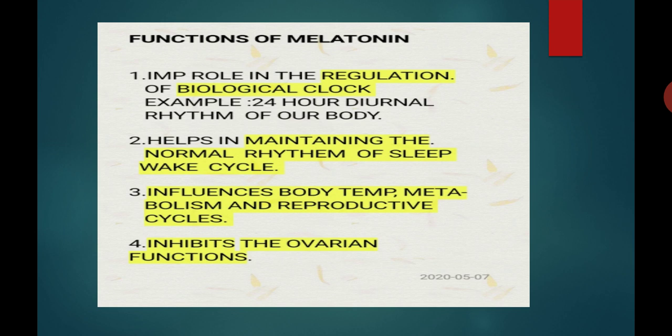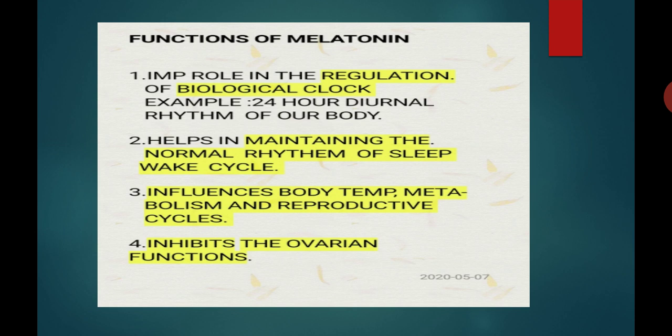I repeat, melatonin plays an important role in the regulation of the biological clock. Biological clock means it is a mechanism that controls the physiological activities of an organism which change on a daily, seasonal, yearly or other regular cycle. The examples of biological clocks are the 24-hour diurnal rhythm, sleep-awakening cycle, hormone secretion, blood pressure and even metabolism, and this biological clock is regulated by melatonin.